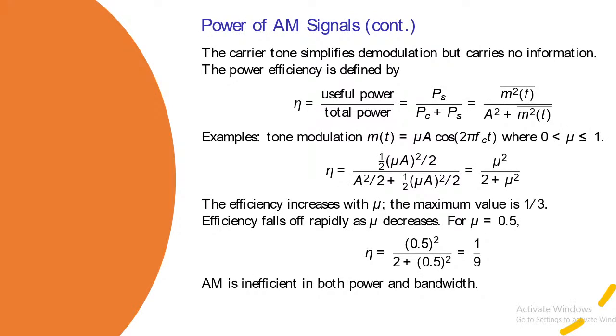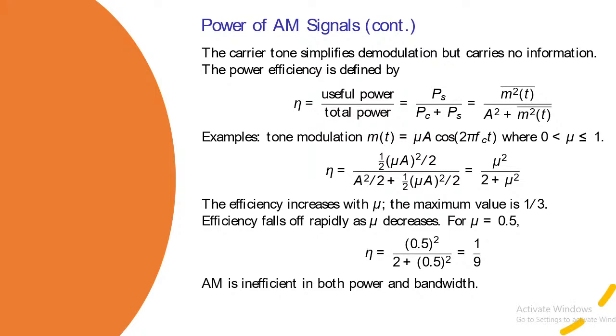Now we'll continue with that. The carrier tone simplifies modulation but carries no information. So in designing a modulation circuit or dealing with modulation, the carrier simplifies the modulation, but it does not carry any information. The power efficiency of a modulator is defined as eta, which is equal to the useful power divided by total power. What is the useful power? The useful power is the power in the signal, P_S. What is the total power? Power in the signal plus power in the carrier, so divided by P_C plus P_S. So you can write P_S as the average of m squared(t), P_C as A squared, and P_S again as the average of m squared(t).